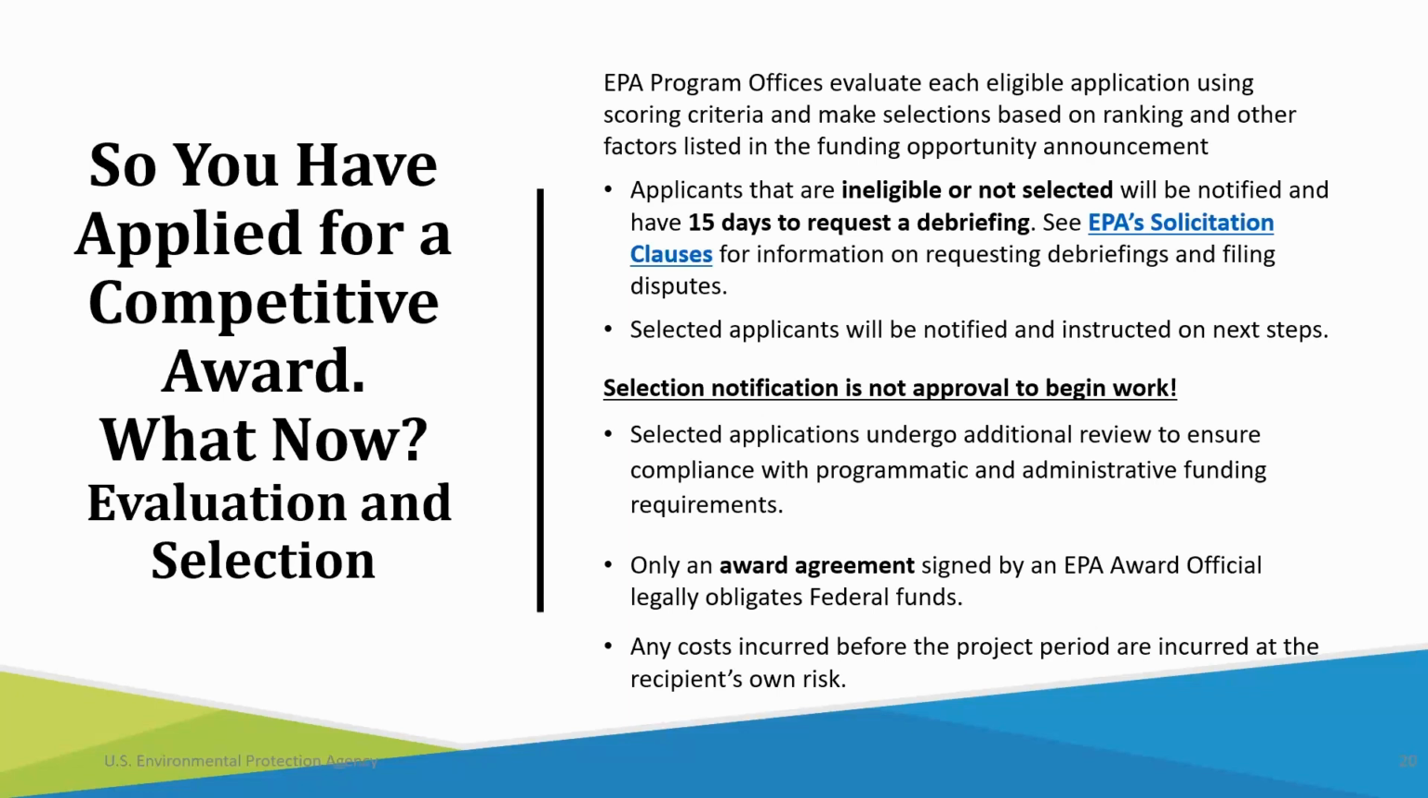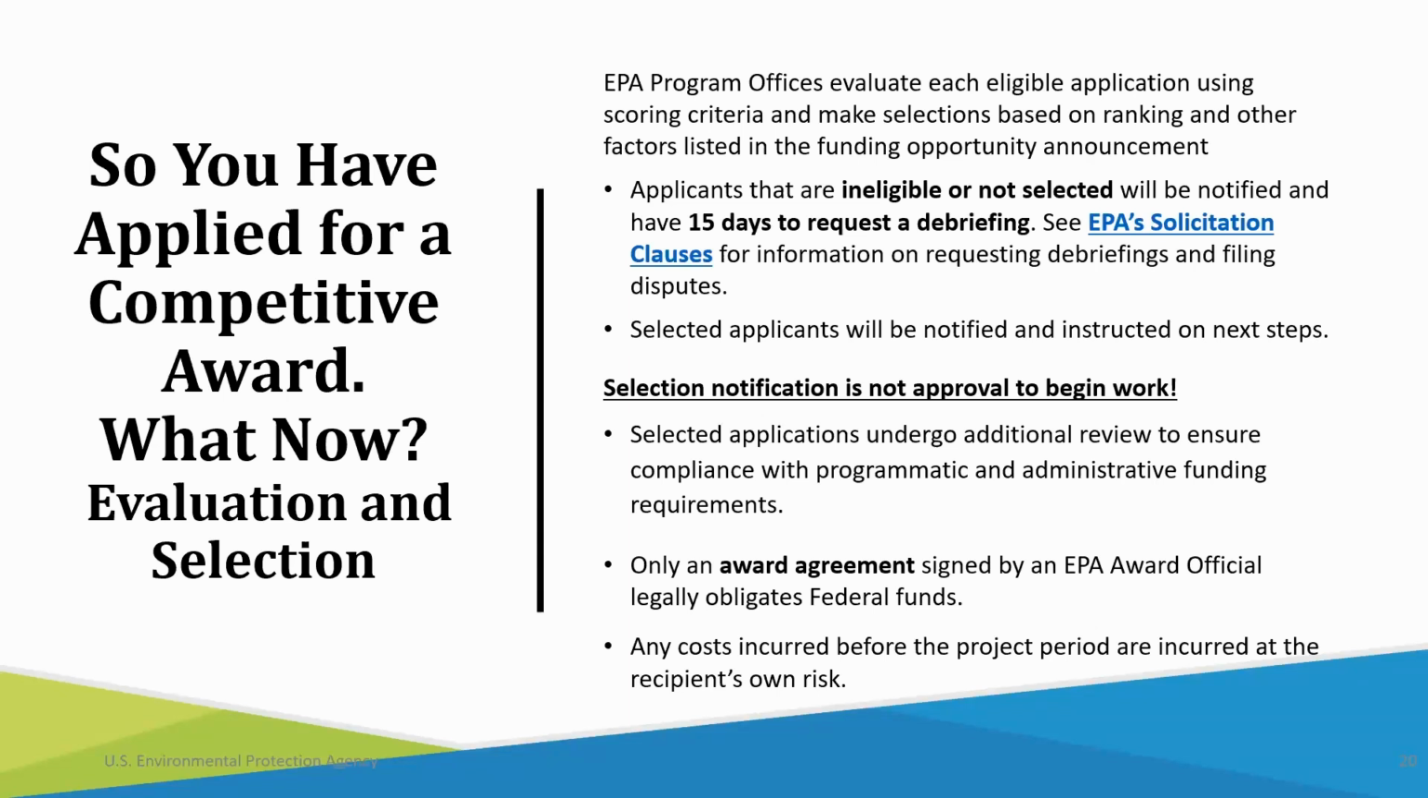Applicants who were ineligible or who were not selected are notified, and they have a short window, about 15 days, to request a debriefing. A debriefing is a very useful thing. It can tell you what the strengths of the application were. It can point you towards areas that you might want to change for the next time around.